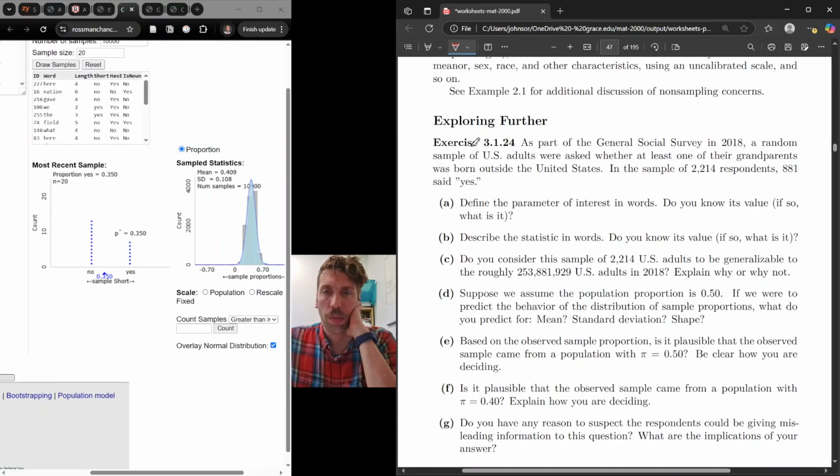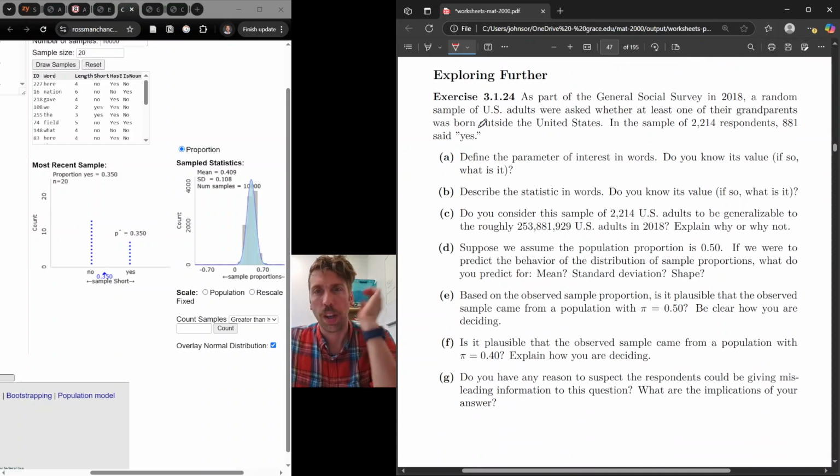Okay, so then for number 24, as part of the General Social Survey in 2018, a random sample of U.S. adults were asked whether at least one of their grandparents was born outside the United States. In the sample of 2,214 respondents, 881 said yes. So this is the problem where you're going to need to use your wisdom, your common sense here. So first there's kind of the basic stuff, parameter of interest, statistic and words.